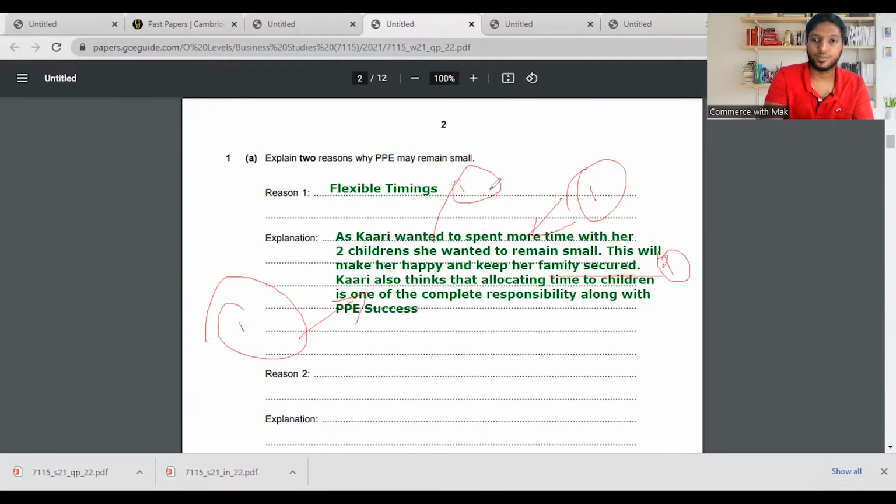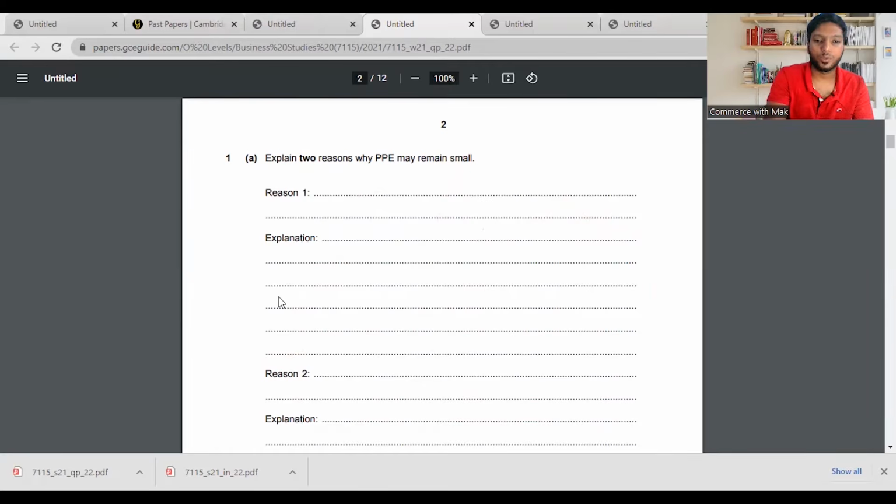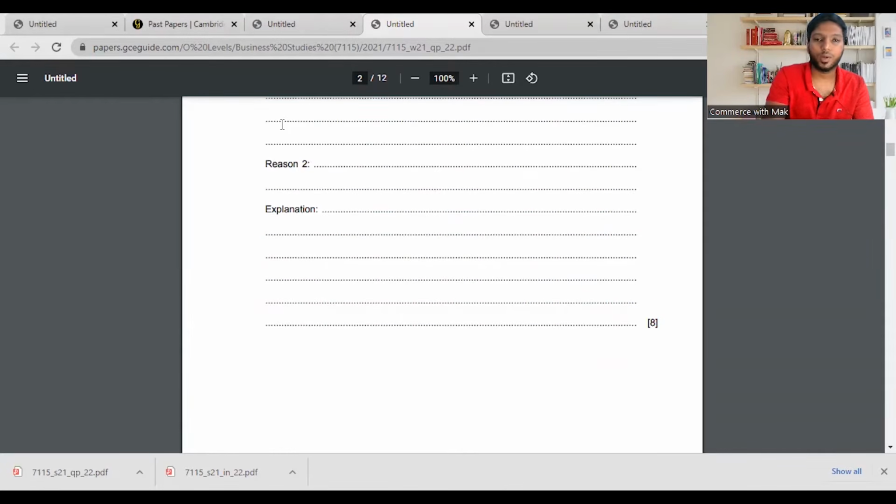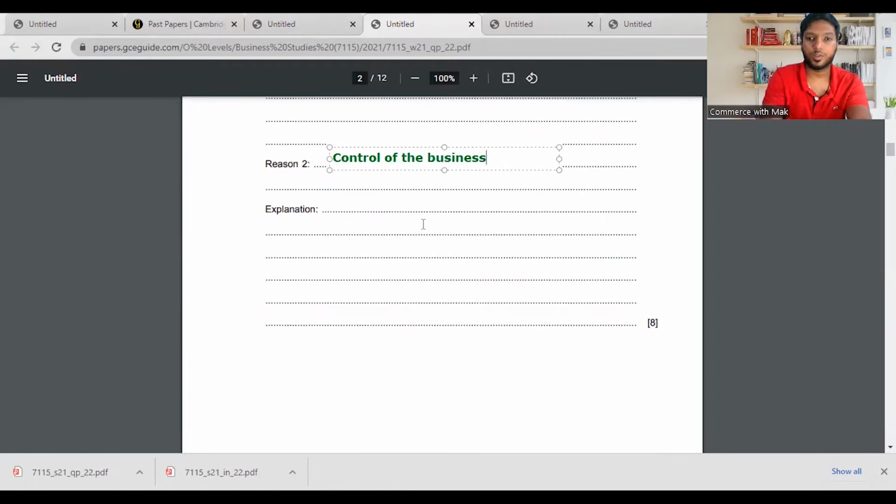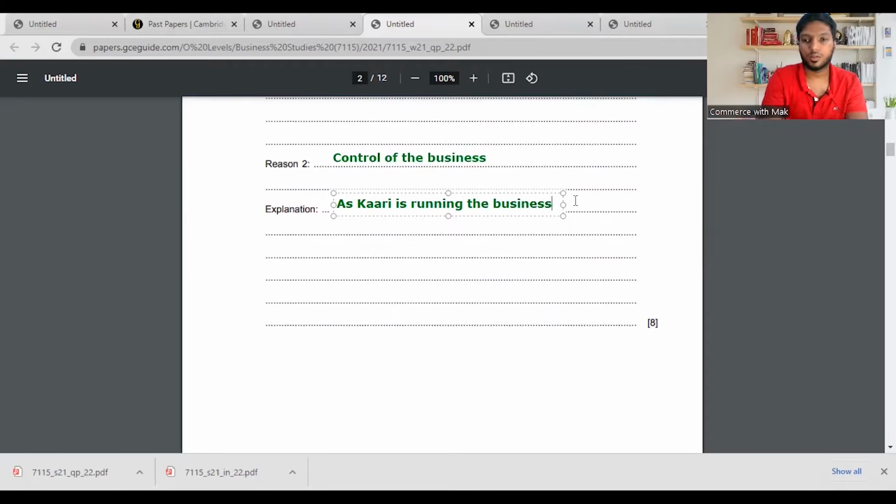Let's start writing the reason number 2. So I'm going to erase this off and move on to the number 2 answer. Reason 2. What might be the reason, guys? Why do you think Kari wants to remain small? Control of the business. Okay, so I'm going to write an explanation for this. As Kari is running the business solely, she wants to keep the control of her ownership.